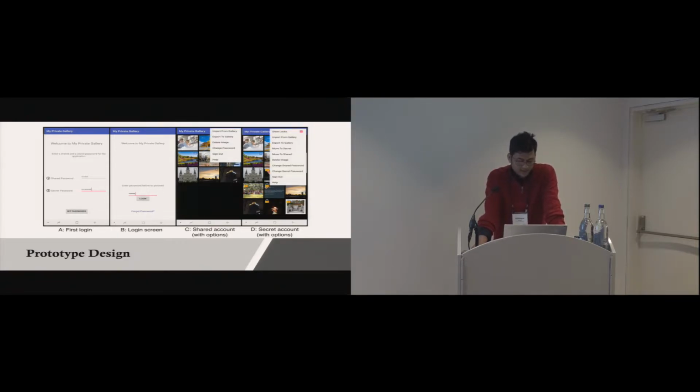Using this design, a person can select photos they are willing to share, place them in the shared gallery, and safely share the password for the gallery. At the same time, they can place photos that they wish to keep private in their secret gallery, protected by a different password that is not shared with anyone.